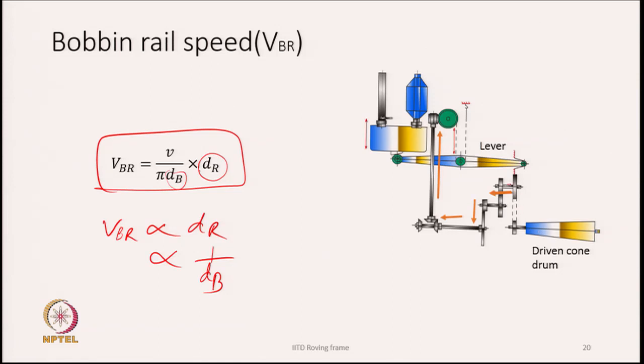So, that is why if you look at this drive from the driven cone drums to the set of gears, it is actually driving a small pulley with a sprocket, and then there is a chain, it goes like this, fixed here, and as this thing rotates, the chain is going to be wound on it, and therefore, the lever is there which is supporting the bobbin rail.